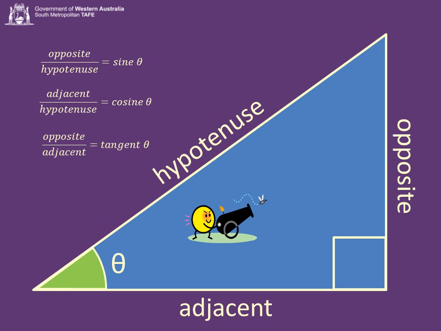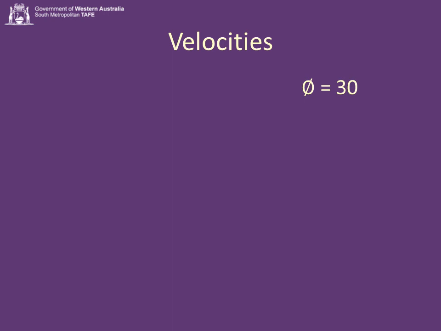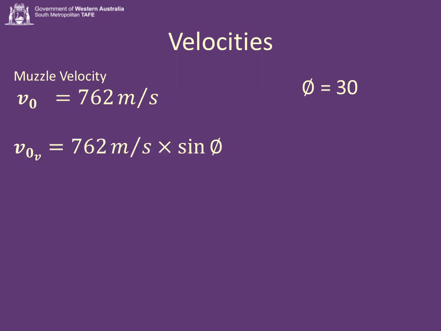We can use our trigonometrical equations, which we learned earlier. And using those, with let's say the elevation is 30 degrees, muzzle velocity 762 meters per second, will give me a V0 of 762 times the sine of theta. In this case it's 30. The horizontal velocity will be 762 times the cosine of theta, in this case 30.